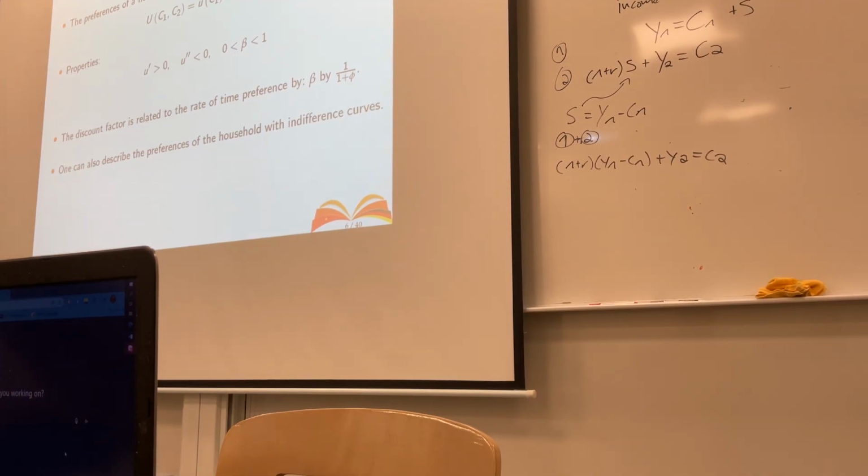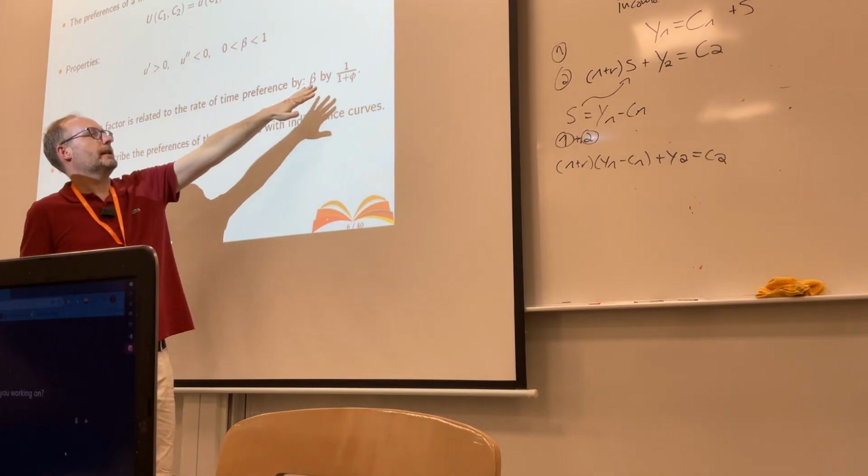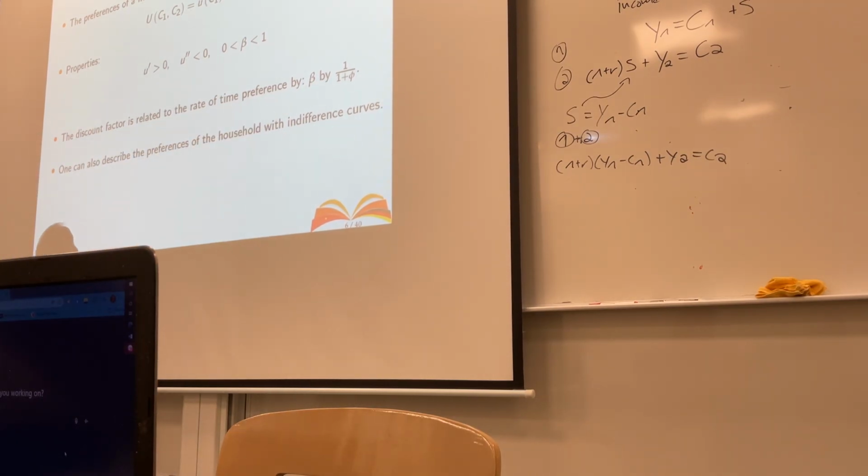Okay, so this discount factor can be related to the rate of time preference, phi, this way. So beta equals 1 over 1 minus phi. Simply, as phi goes to infinity, then beta goes to 0, and with a discount factor of 0, we're infinitely impatient. Me, now, give it to me.